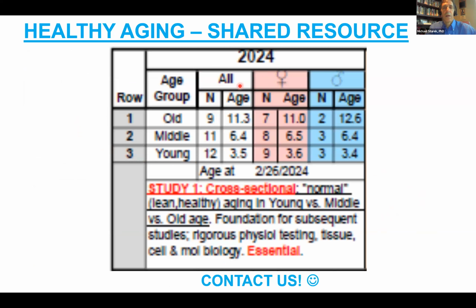So this is a cross-sectional study, and we'll just look at all the pigs. We have 9 old pigs that average 11.3 years of age. We have middle-aged pigs, thanks to the pandemic, which caused the cancellation of sales of an enormous number of pigs that we had in a study. So we ended up with middle-aged pigs that will be 6.4 years old starting in 2024, and we'll compare that to young.